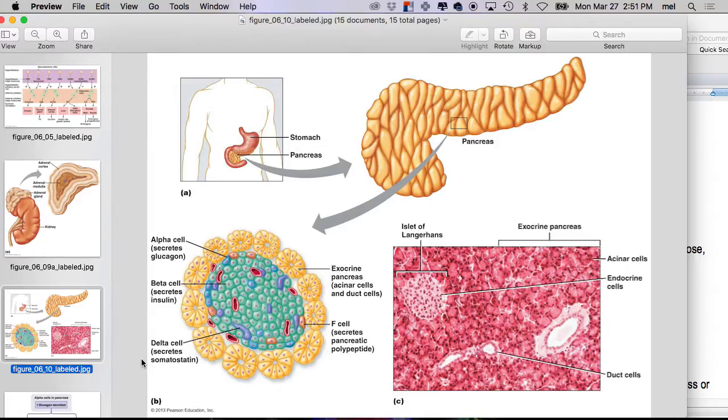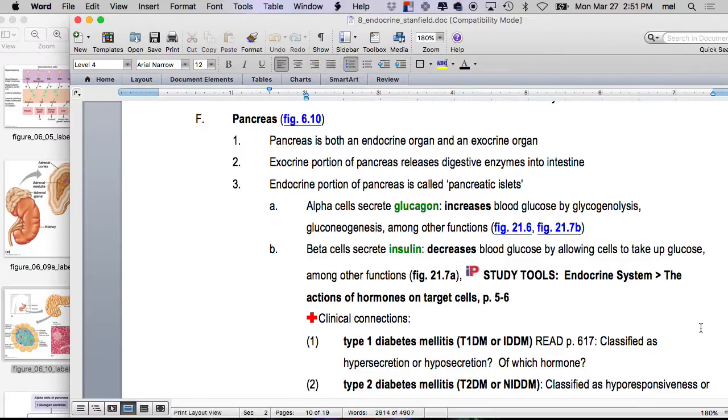Two of them are really easy to understand, and the other one just primarily regulates the other two. So, pancreatic hormones. One of the reasons, by the way, that people get confused about the pancreas is that pancreas has exocrine functions and endocrine functions.